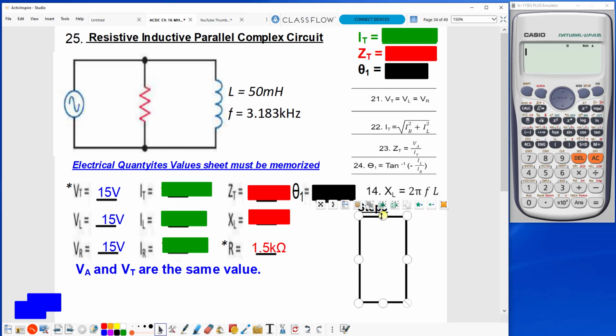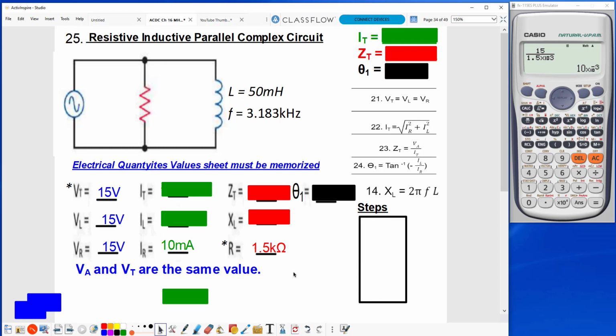So that would be step number 1. Now that I have all of my voltages filled in, I can calculate the current through the resistor, IR. So I take my 15 volts over my 1.5 kilohms, and I get a current through the resistor of 10 milliamps.